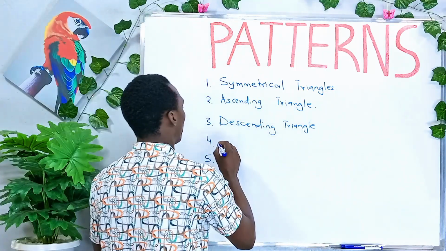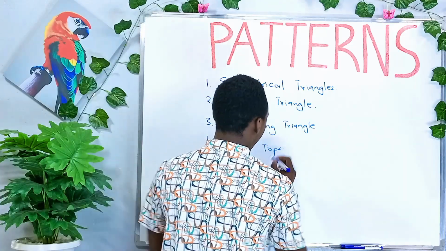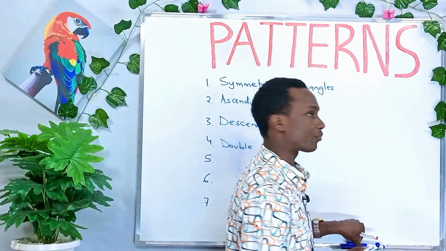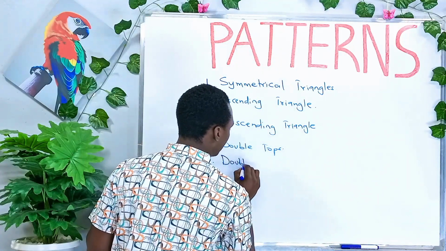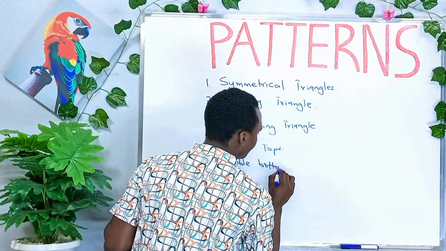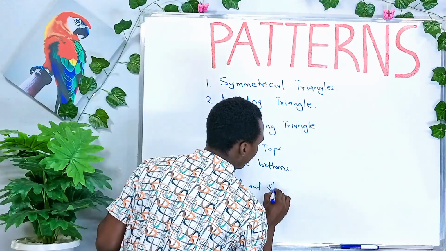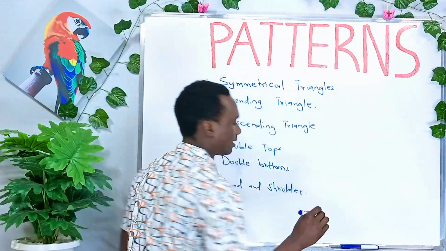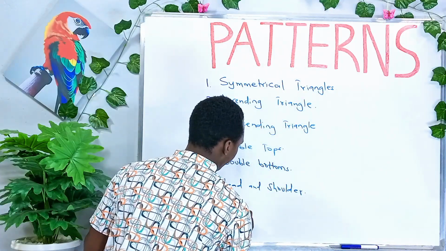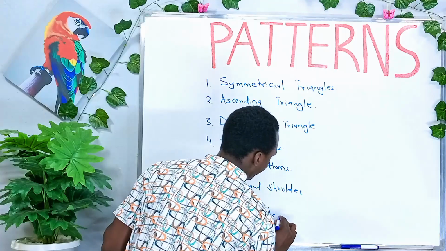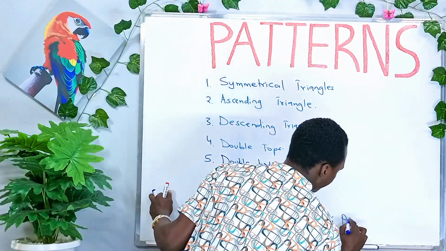Number 4, we are going to look at double tops and number 5, double bottoms. We're going to look at head and shoulder. And last but not least, we are going to look at the reverse head and shoulder patterns.